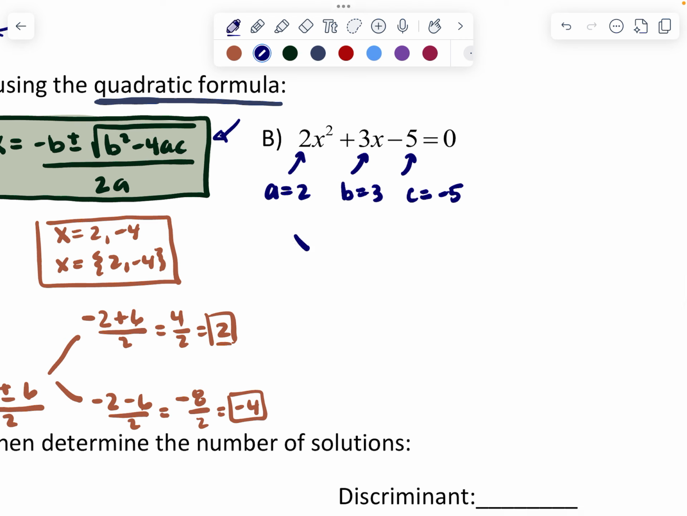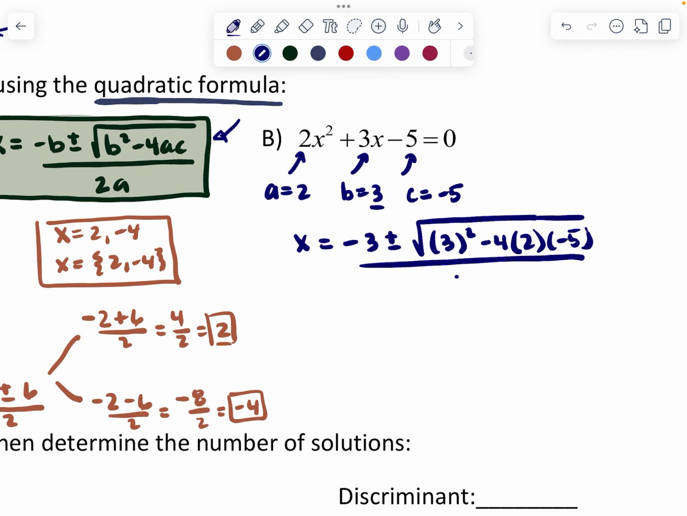So you're going to get x equals -b. So I have a negative and the b is 3, plus or minus the square root of b squared. So that's 3 squared, minus 4 times a is 2, c is -5, and then it's all over 2 times a, which is 2. Okay, so let's see what we get this time. So this is -3 plus or minus the square root of 3 squared. This guy right here, 3 squared is 9. And again, I have a negative times a negative, which is going to give me a positive.